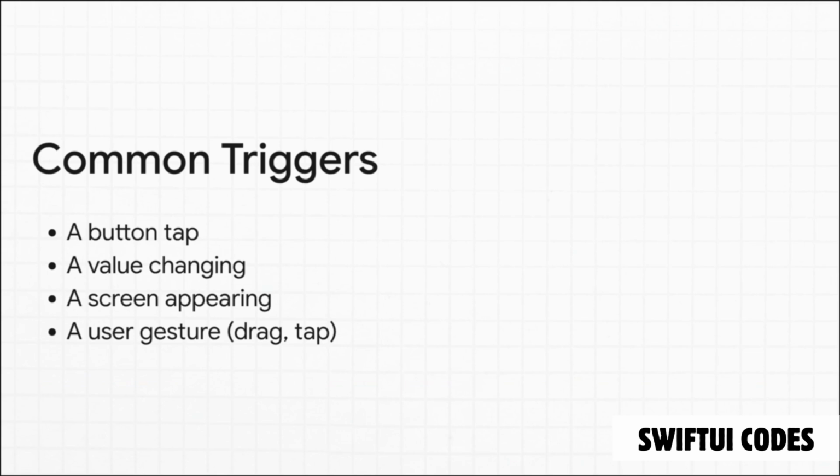But of course, that change doesn't just happen, right? Something has to kick it all off. We need a trigger. And these triggers are basically signals that tell SwiftUI, all right, it's go time. A button tap, maybe a value changing somewhere, a screen appearing, or even you, the user, doing a gesture like a drag or a tap. These are the events that get the whole animation party started.